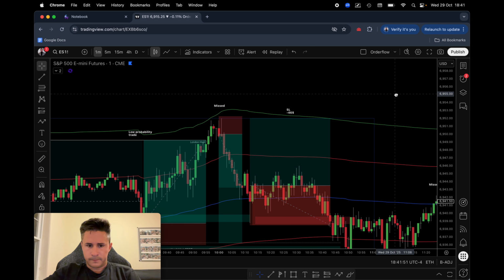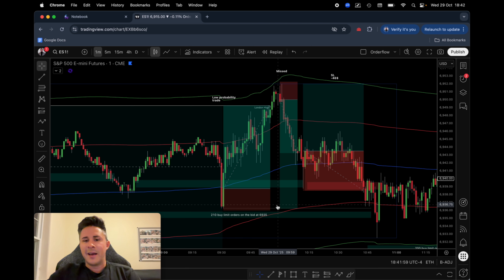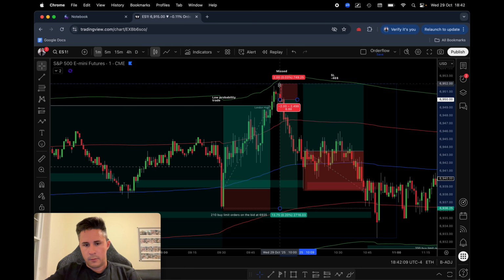But this would have been a beautiful, beautiful trade. But it would have been a long one. So it's scalping in the way that you enter on the seconds time frame, but your trades can be really long. So this would have been a 6 to 1. Where do you put your stop loss? You put it there.